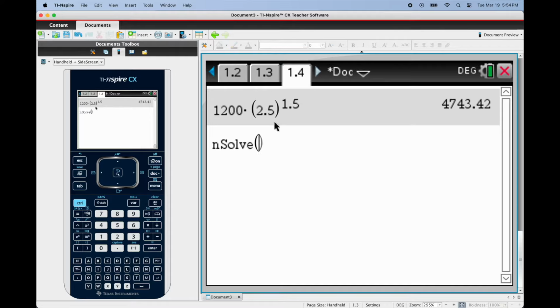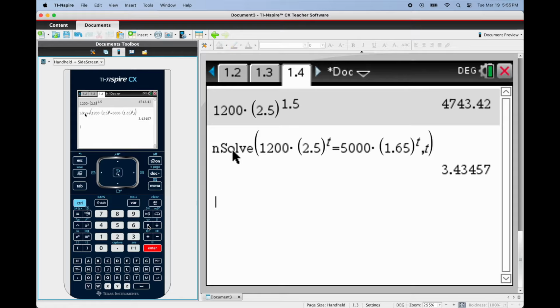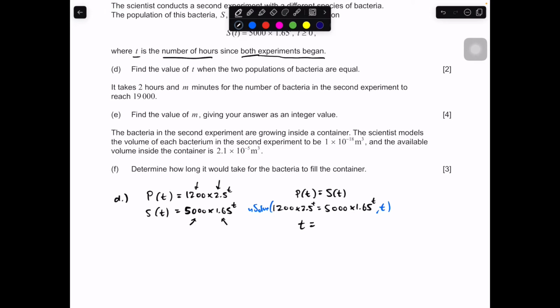Algebra, numerical solve. 12,000 times 2.5 raised to the power of t. And we want this to be equal to 5,000 times, in this case, 1.65 to the power of t, and solving for t. In this case, it worked out okay. So there it is. After 3.43 hours, or thereabouts, the populations are equal. So let's write that up. T is equal to 3.43. Okay.